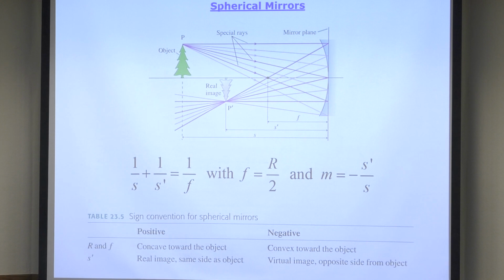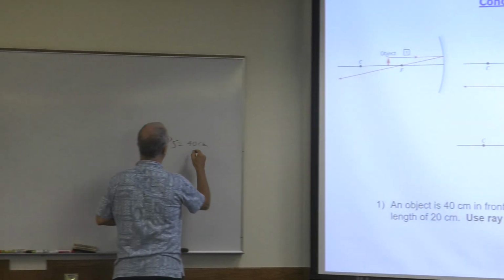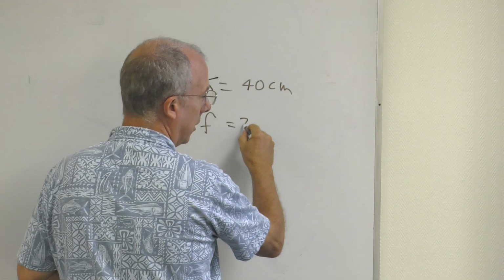Okay, so let's just do it. An object is 40 centimeters in front of a concave mirror, focal length 20. Use ray tracing. So the object distance S is 40, focal length 20.